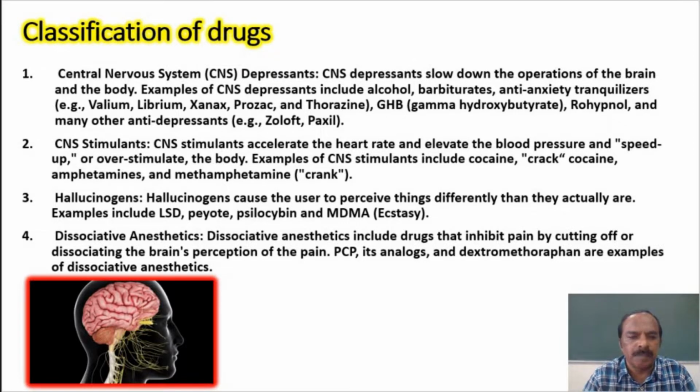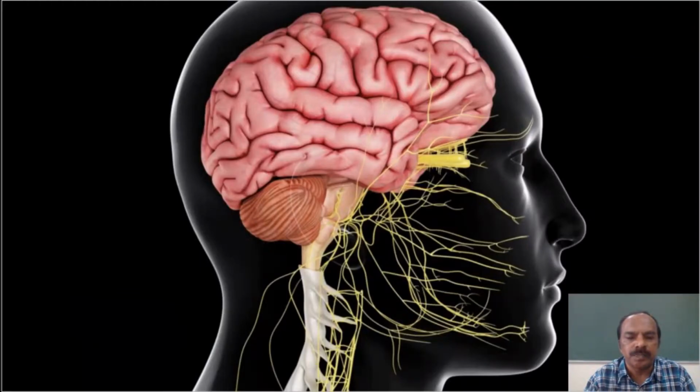So drugs are classified into different categories. Drugs that affect the central nervous system, CNS stimulants, hallucinogens, under which we come across the narcotic drugs, and also we have anesthetics. So this is a simple classification of drugs. Mainly the drugs affect the central nervous system. You are seeing the central nervous system here.